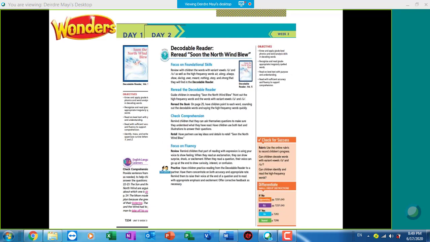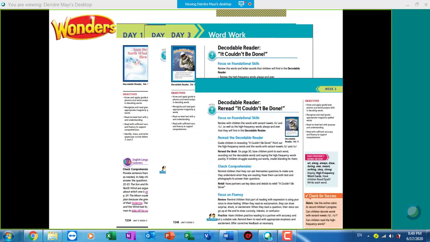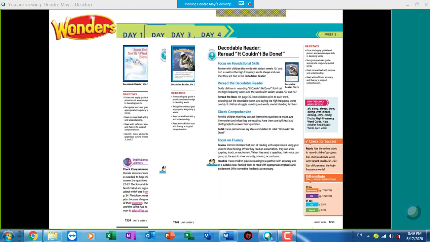Now, notice those checks for success. If students are struggling with decoding the words in these readers, there will be teacher-led small group lessons for them. If students are succeeding wildly, there will be teacher-led small group lessons for them. Now, on day 3, this is when the second title gets introduced. And on day 4, it is reread.